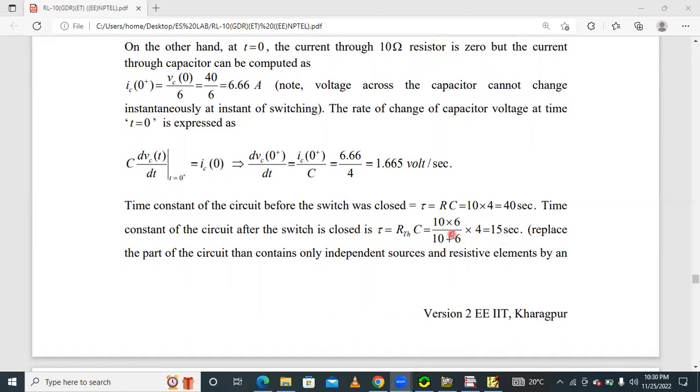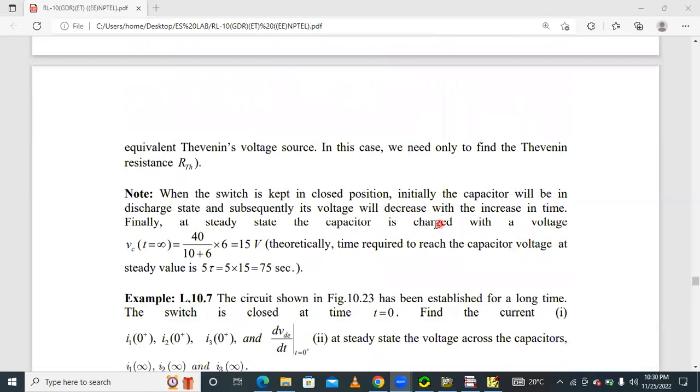Next, replace the part of the circuit that contains only independent sources and resistive elements by an equivalent Thevenin's voltage source.